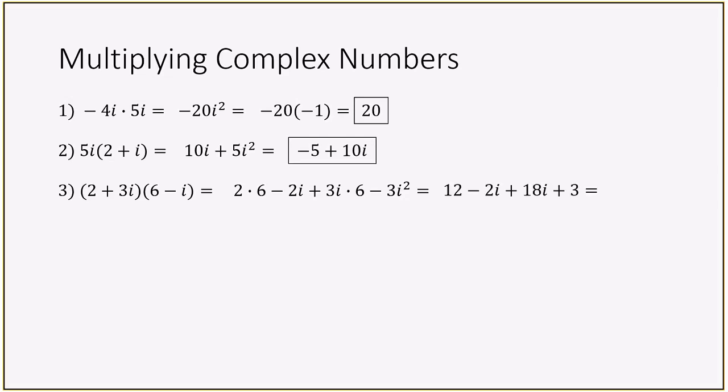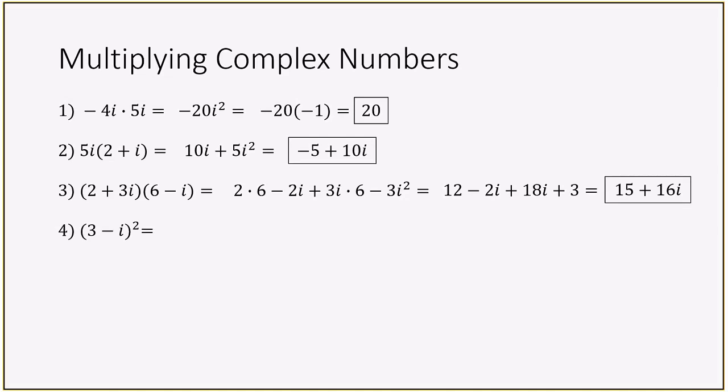So I'll get 12 minus 2i plus 18i, and I went ahead and replaced the i squared with a -1. So -3 times -1 gets me 3. And now this is just an addition problem. I'm going to combine my real terms. 12 plus 3 gets me 15. And my imaginary terms, 18i minus 2i, will get me 16i.